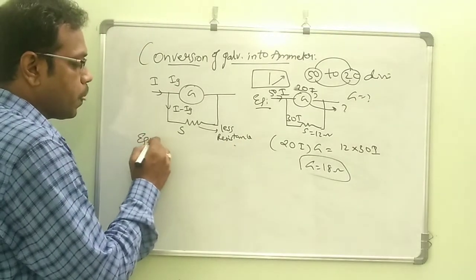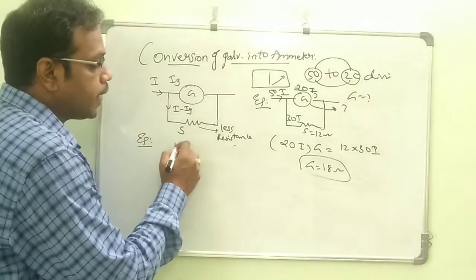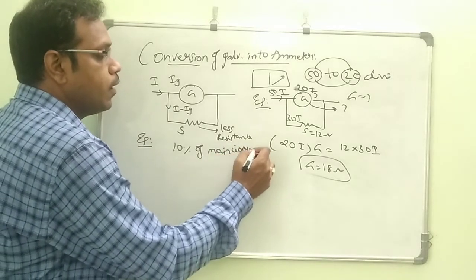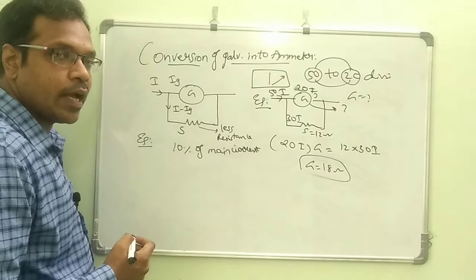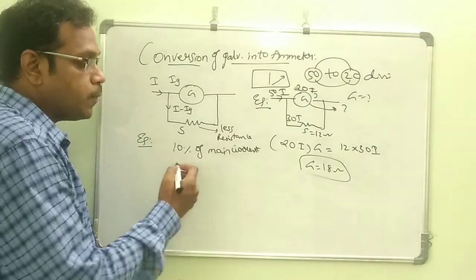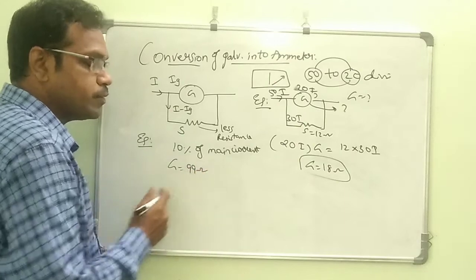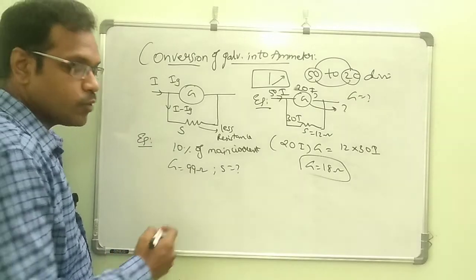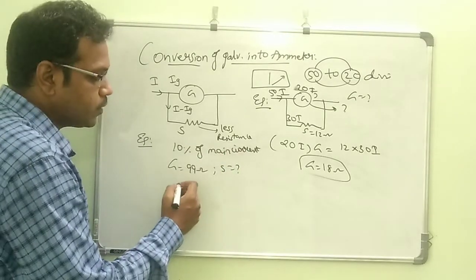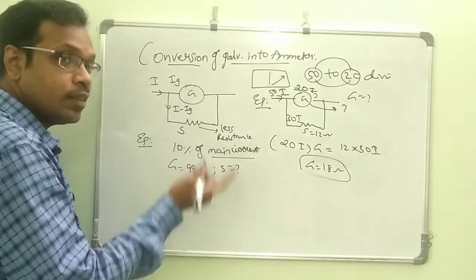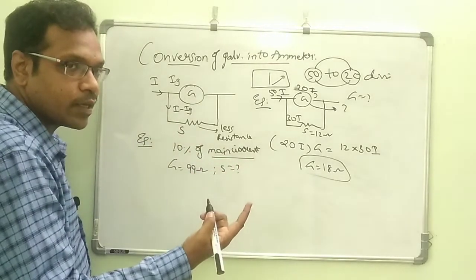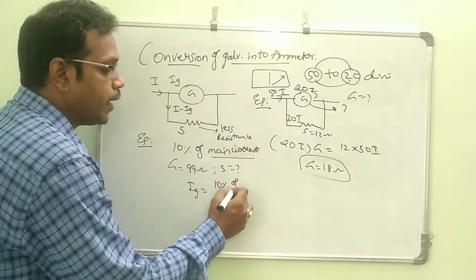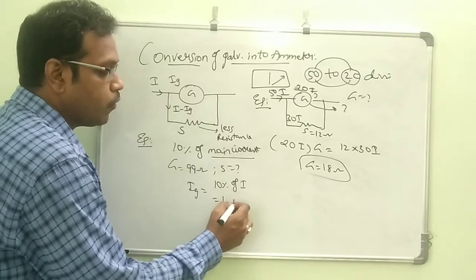For that, they will give it in percentage form. That means 10% of the main current. The question: 10% of the main current goes into the galvanometer, and the galvanometer has a resistance of 99 ohms. How much shunt is required? So what is the clue they have given here? The clue is that 10% of the main current is going into the galvanometer. So Ig is equal to 10% of I, that is 1 by 10 of I.